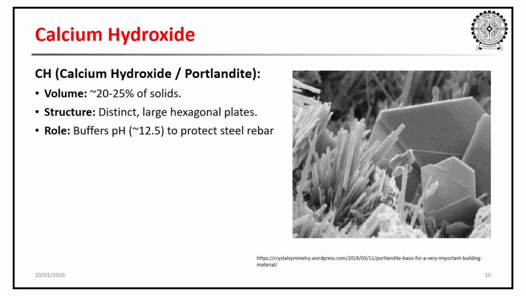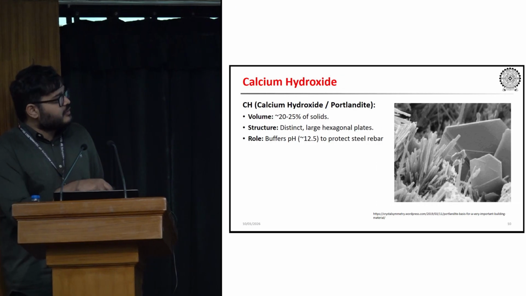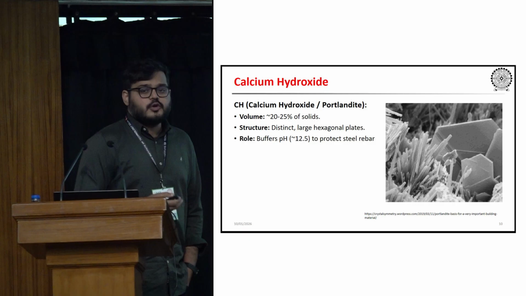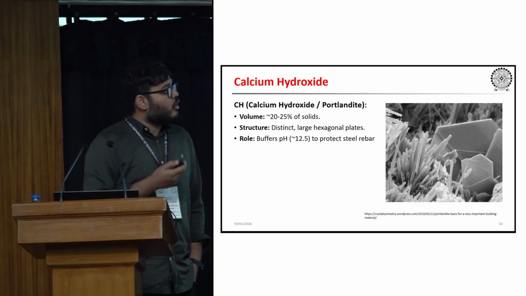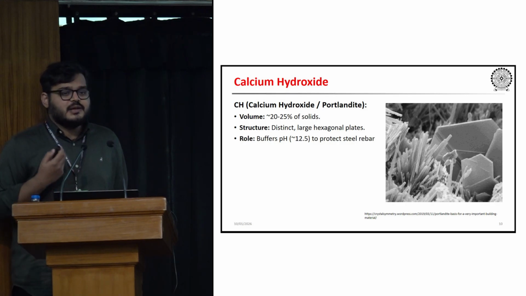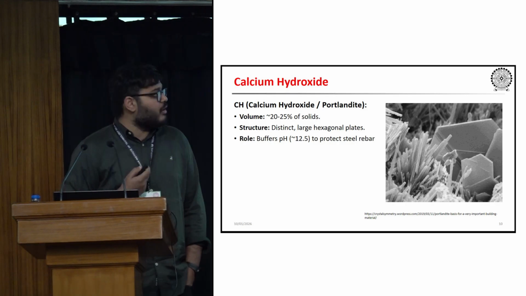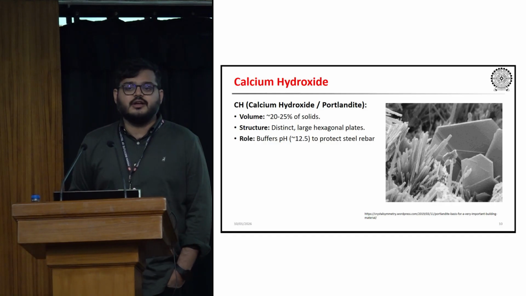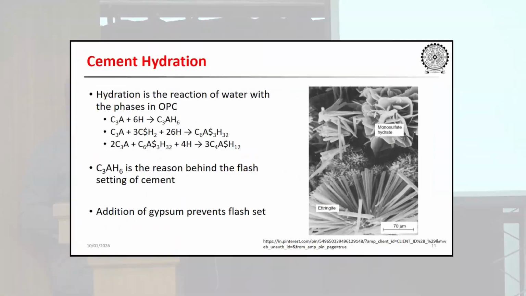Right? Calcium hydroxide or Portlandite, the other hydration product, accounts for approximately 20 to 25% of the solids. It has a very distinct, large hexagonal platey structure. So if it is allowed to grow freely, it will form a very nice hexagonal crystal structure. It also plays an important role. It acts as an alkaline buffer. It helps to maintain the pH of concrete at approximately 12.5, and this plays an important role in passivating or preventing the corrosion of rebars. Right?